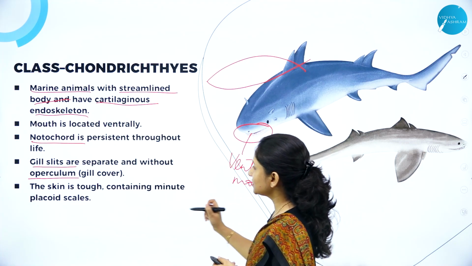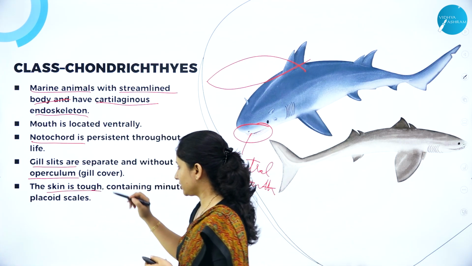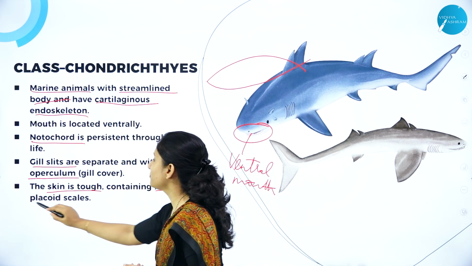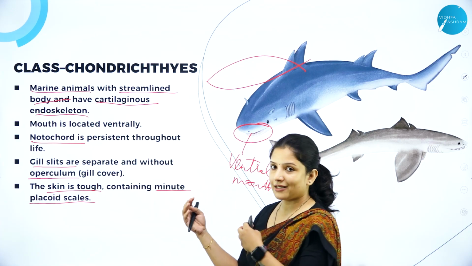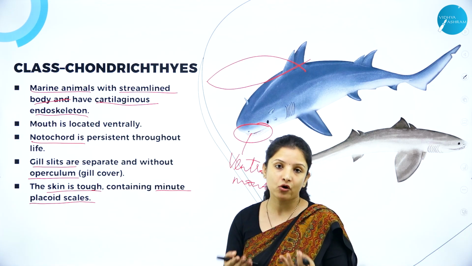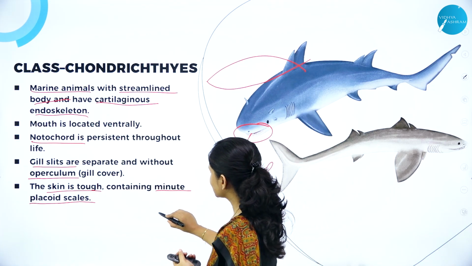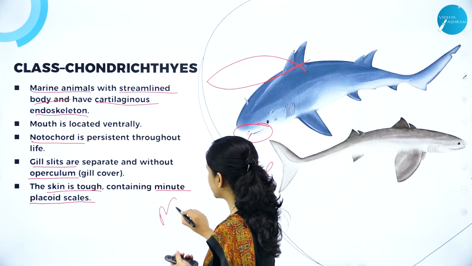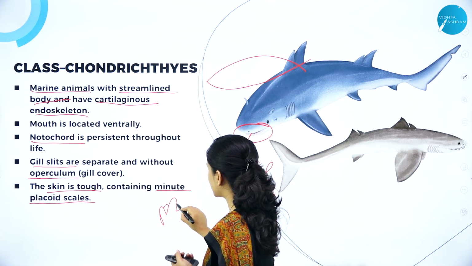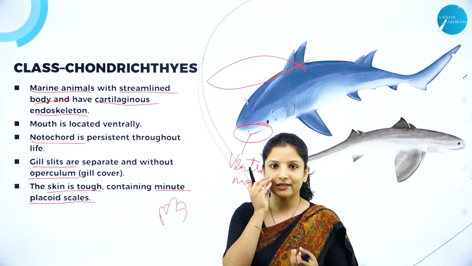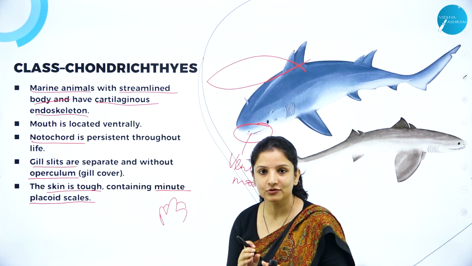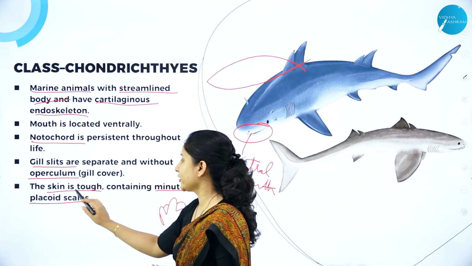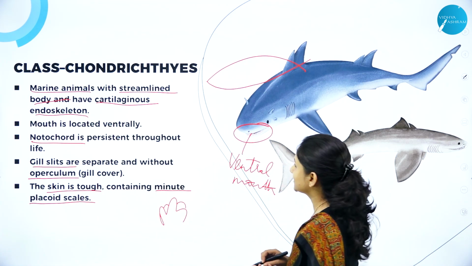And one more thing is, their skin is tough or rough and it contains minute placoid scales. So placoid scales are present in chondrichthyes, whereas osteichthyes have ctenoid scales. So placoid scales are scales which look exactly like teeth, like how a molar tooth looks, right? The molars that we have, just like that, the crown of the molars. So just like that it looks. So such scales are called placoid scales. So the body is covered by scales.